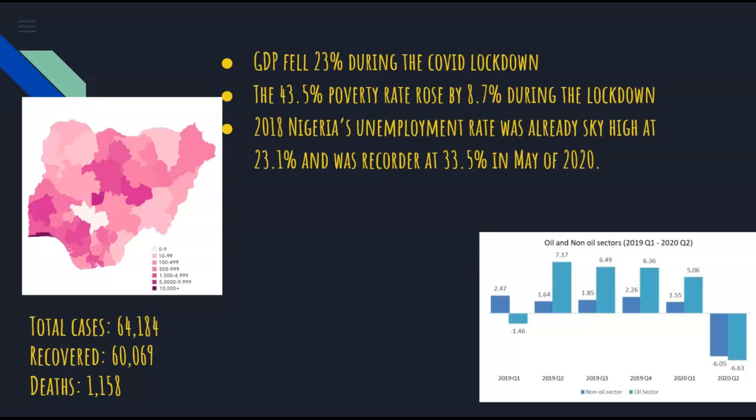They have a total of 64,184 COVID cases, with 60,069 people recovered and 1,158 deaths. These charts show: the pink chart shows the rate of coronavirus and how many people have it in different territories. The second one shows how the oil and non-oil sectors were affected by COVID and how they have significantly lost money. The prices of oil have significantly gone down in Nigeria, and barrels of oil are going for 23 US dollars, which is almost half of the price that they normally charge, so their economy is hurting.